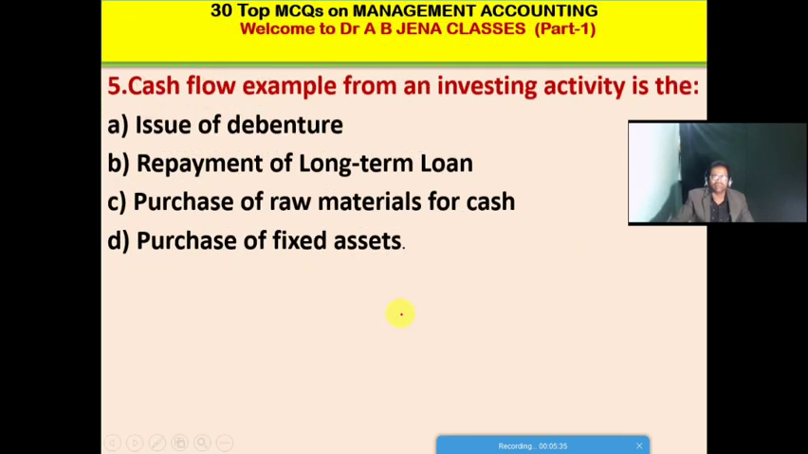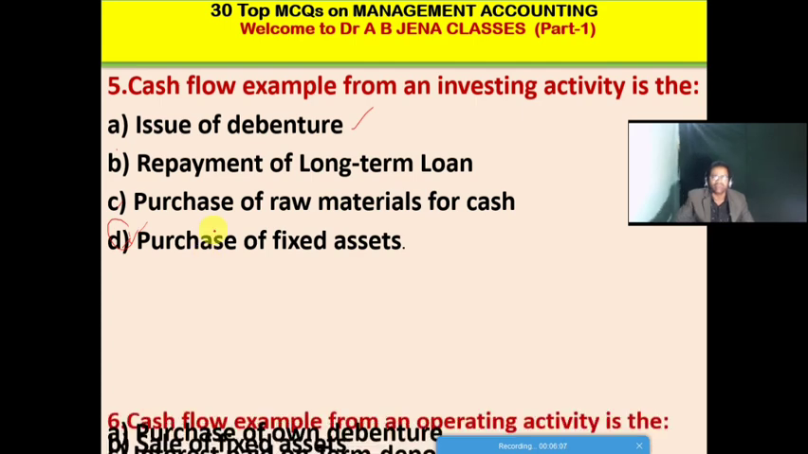Next MCQ: a cash flow example from an investing activity is what? A, the issue of a debenture. B, repayment of long-term loan. C, the purchase of raw materials for cash. D, the purchase of fixed assets. Friends, here D is the right option for this MCQ. A cash flow example from an investing activity is the purchase of fixed assets. So D is the right option.